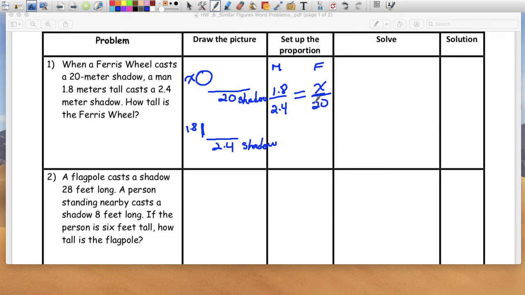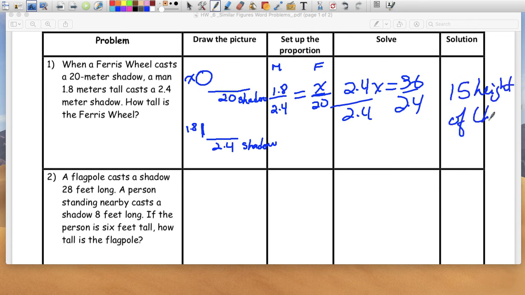When we cross multiply, I get 2.4x, and 1.8 times 20 is 36. And we're going to divide both sides by 2.4. We get the solution 15. So 15 is the height of the Ferris wheel.